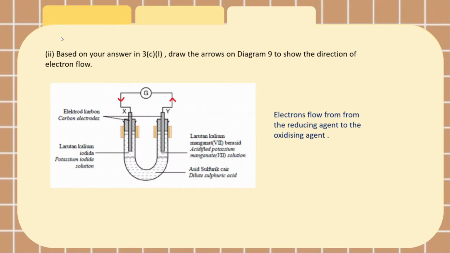Moving to the part 2 Roman question. Based on your answer in 3(c)(i), draw the arrows on diagram 9 to show the direction of electron flow. So that's how we draw arrows to show the direction of electron flow. It flows from X to Y. This is because electrons move from the reducing agent to the oxidizing agent, which means X is the reducing agent and Y is the oxidizing agent.